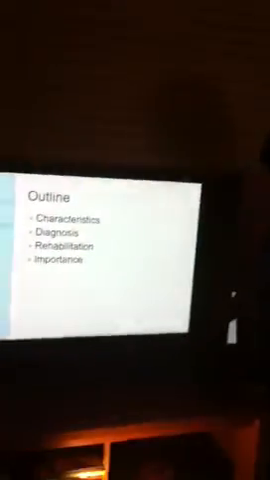So, for the overview, first we're going to go over the characteristics of an RSI, the diagnosis process, rehabilitation, and the importance of treating these injuries at an early stage.